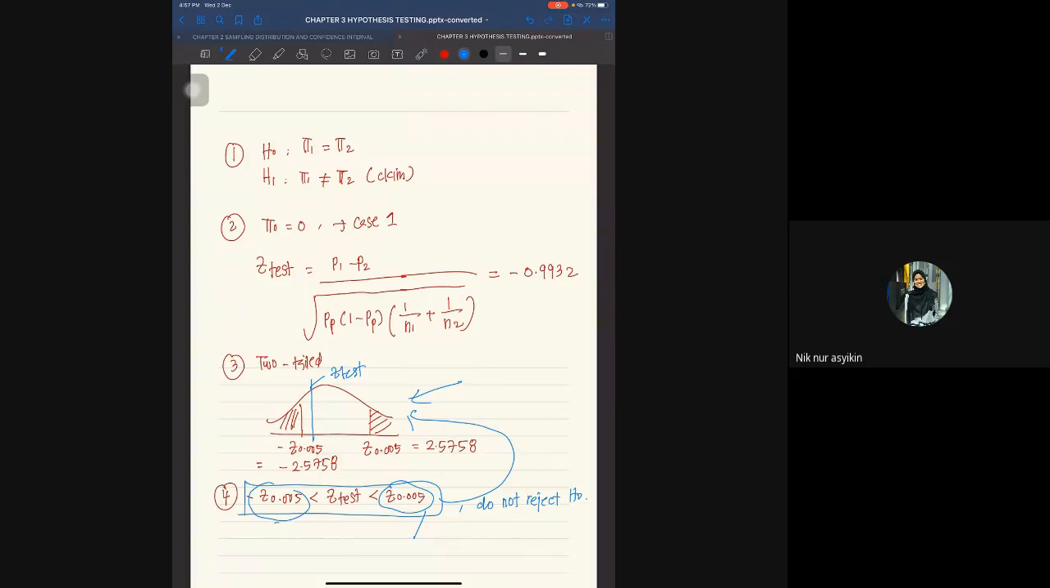Step 5. What happened to the claim? Do you support the claim? No.